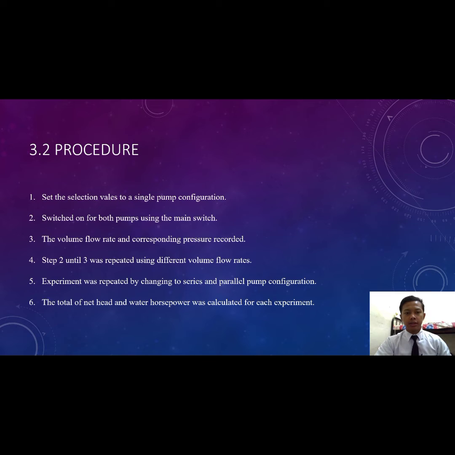Firstly, we set the selection valve to a single pump configuration. Then we switch on both pumps using the main switch. Then the volume flow rate and corresponding pressure are recorded. Then step 2 until step 3 was repeated using different volume flow rates. Then the experiment was repeated by changing to series and parallel pump configuration. Lastly, the net head and water horsepower were calculated for each experiment.